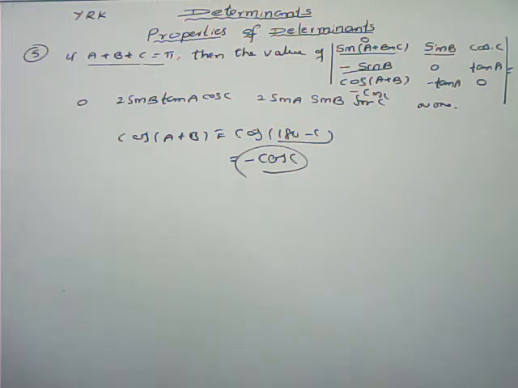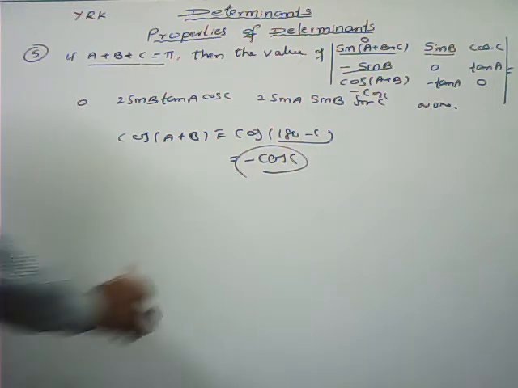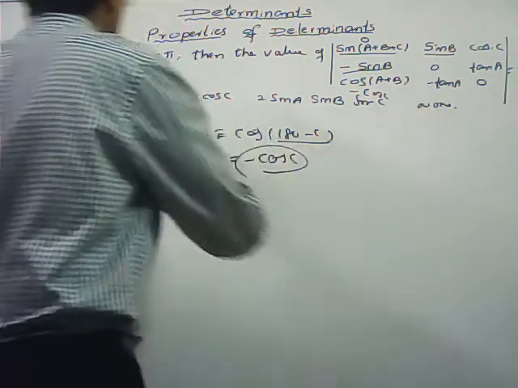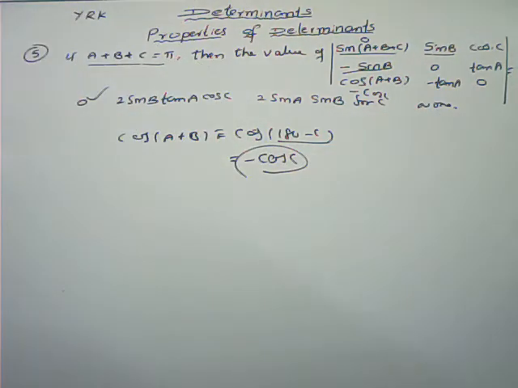The determinant of an odd order skew symmetric matrix is equal to 0. For an odd order skew symmetric matrix, its determinant equals 0.